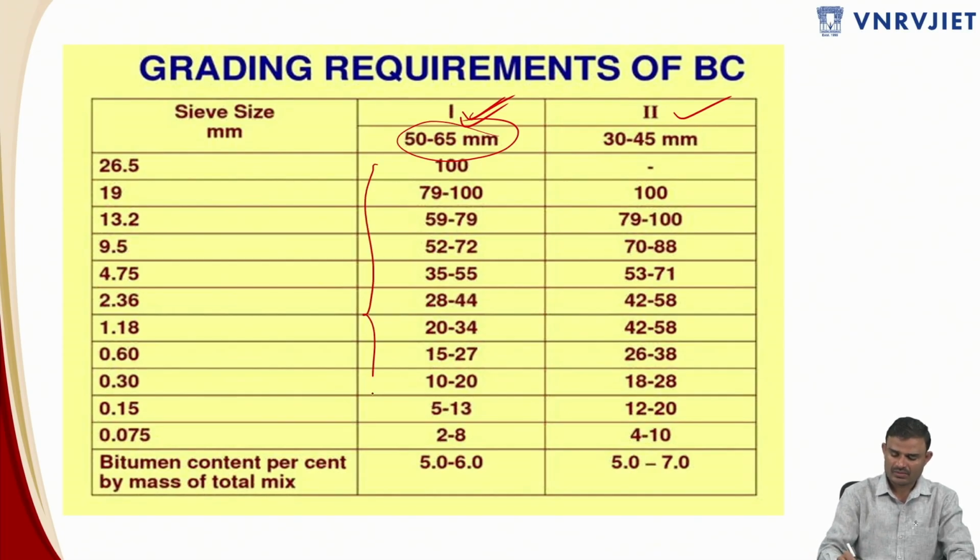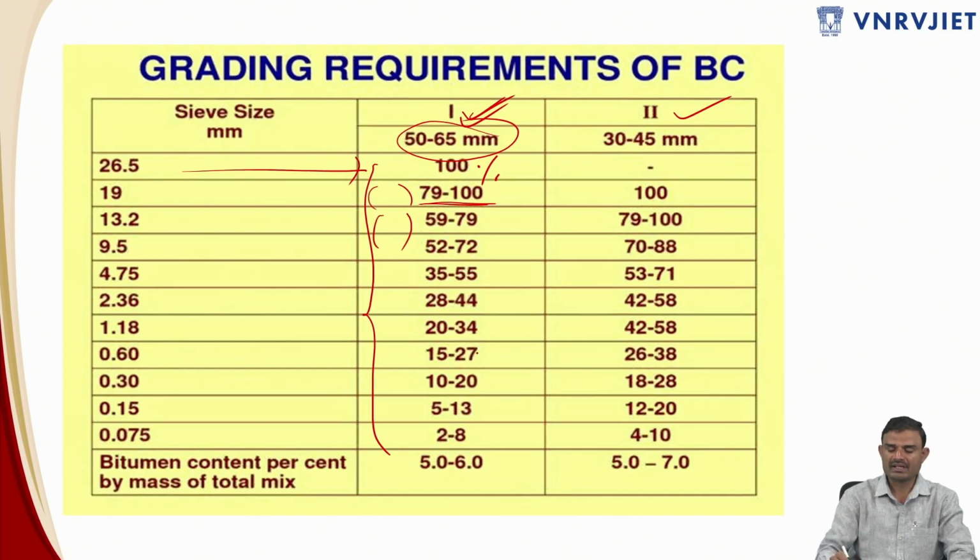So these are the different sieve sizes required for bituminous concrete 1, BC1. You can see here the entire amount of aggregate should pass through the 26.5 mm sieve, which is nothing but 100% passing. And after that, only 79 to 100% will be passing. Why? Because there will be some amount of metal retained on this particular 19 mm sieve.